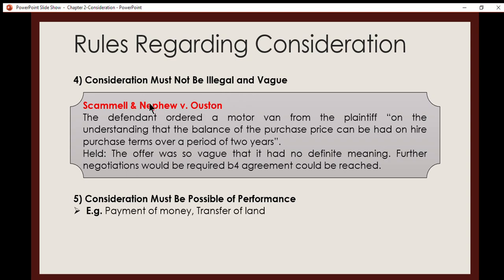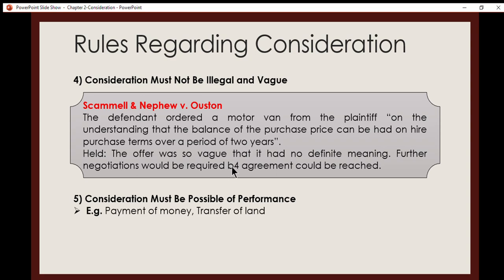According to Scammell and Nephew against Ullmann, in this case, the defendant ordered a motor van from the plaintiff on the understanding that the balance of the purchase price can be had on hire purchase terms over a period of 2 years. So these statements basically consist of indefinite meaning, vague meaning. The offer was so vague that it had no definite meaning. Further negotiations would be required before agreement could be reached. So the promise here is not valid.